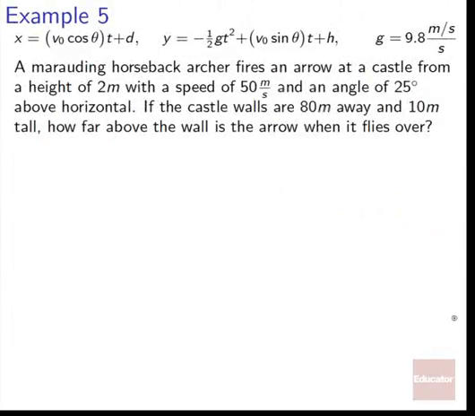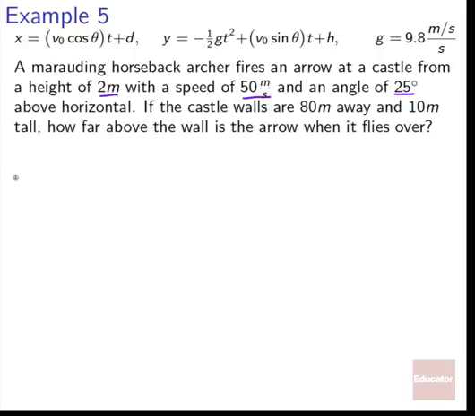All right, we're ready for this final example. So we've got a reminder of these formulas on the top, and our problem is a marauding horseback archer fires an arrow at a castle, and he's on a height of 2 meters, because he's on top of a horse. So he starts at a height of 2 meters, and the arrow comes out with a speed of 50 meters per second and an angle of 25 degrees above the horizontal, all for the arrow. The castle walls are 80 meters away, and they're 10 meters tall. How far above the wall is the arrow when it flies over?